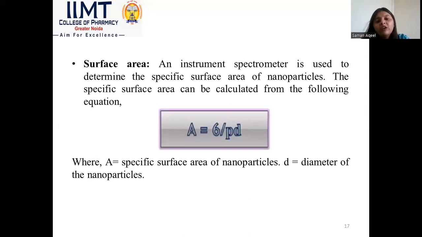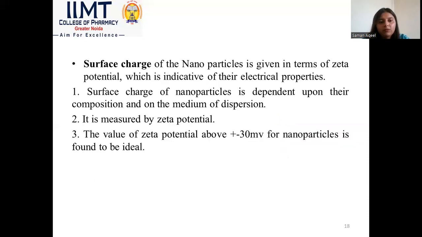For the surface area of nanoparticles, an instrument that is a spectrometer is used to determine the specific surface area of nanoparticles. The specific surface area can be calculated from the following equation, that is A equals 6 upon ρD, where A is the specific surface area of nanoparticles which you want to calculate, and D is the diameter of the nanoparticles. So by using this equation, you can identify the surface area of the nanoparticles.